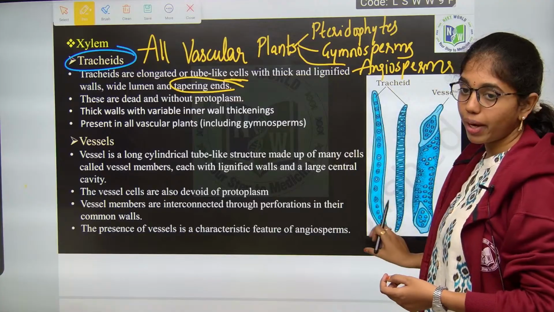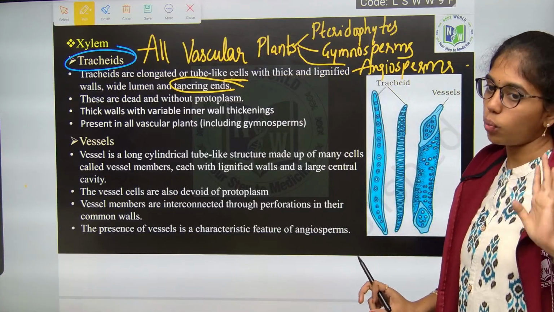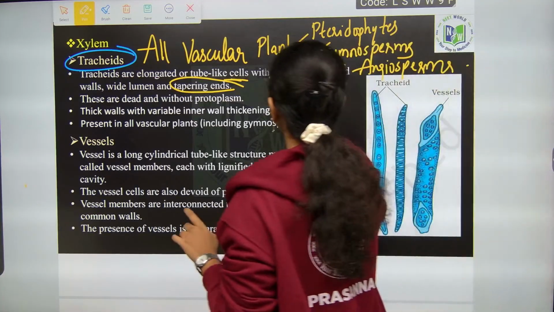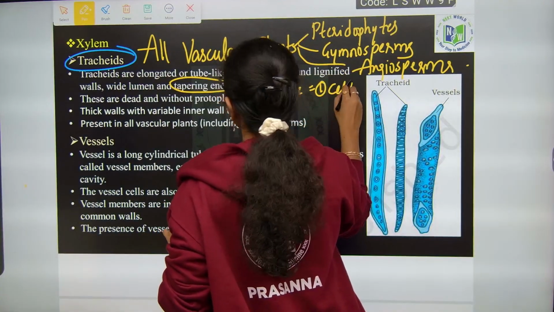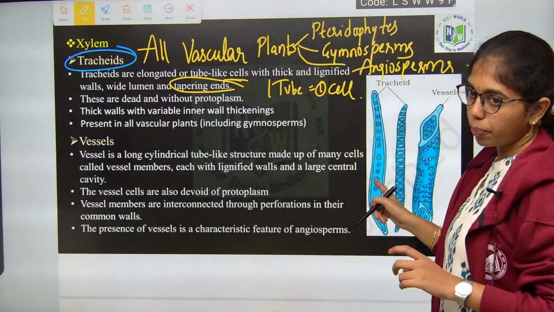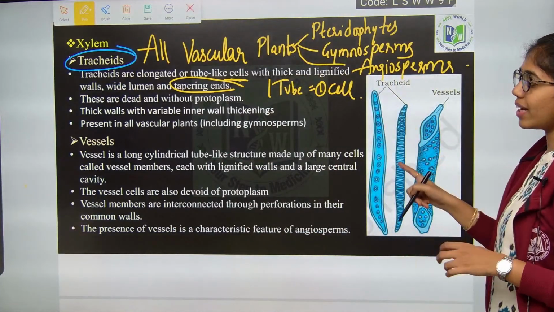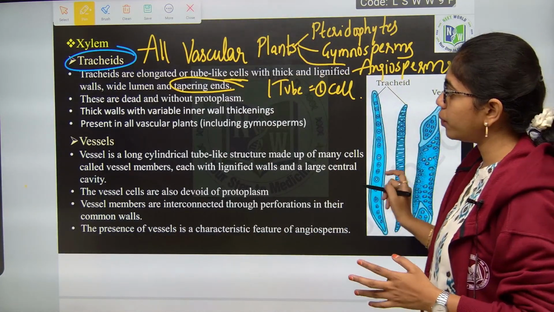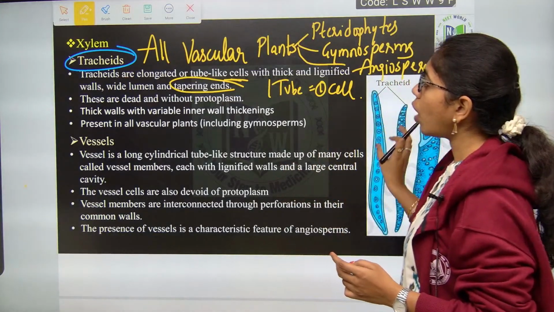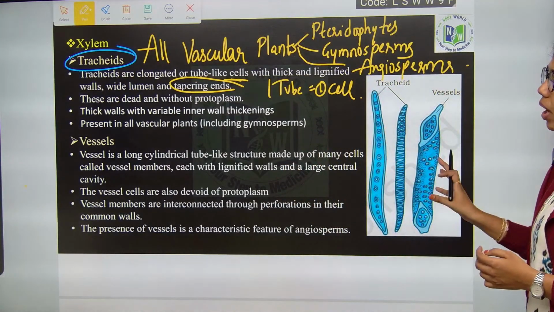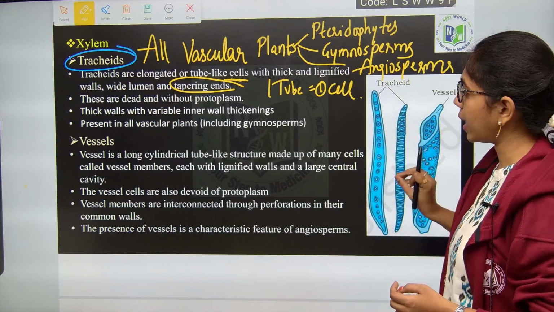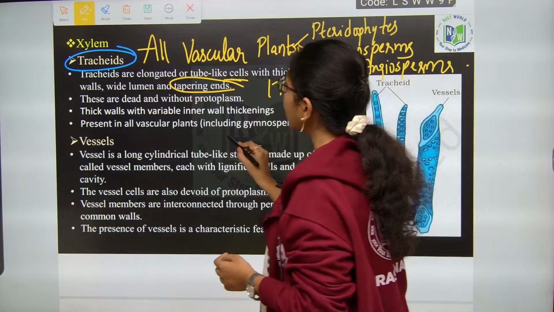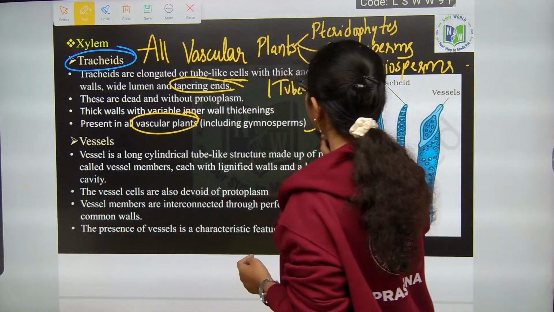They are tube-like. One tube is equal to one cell here in tracheids. And they are dead without protoplasm. Walls are lignified, that is sclerenchymatous. Thick walls with variable inner wall thickenings are present, and they are present in all the vascular plants including gymnosperms.